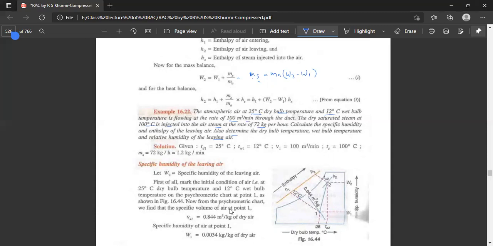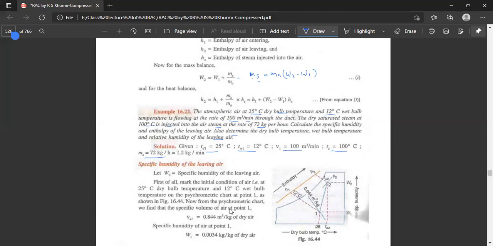Given TD1 25 degrees centigrade, TW1 12 degrees centigrade. That is the enthalpy of the dry bulb temperature of the incoming air, wet bulb temperature of the incoming air, and velocity of the air coming in, temperature of the incoming stream, and mass of the incoming stream, which is converted into 1.2 kilojoule per minute. It was in kg per hour. It was converted to kilojoule per kg per minute.